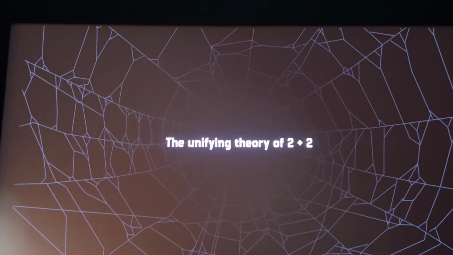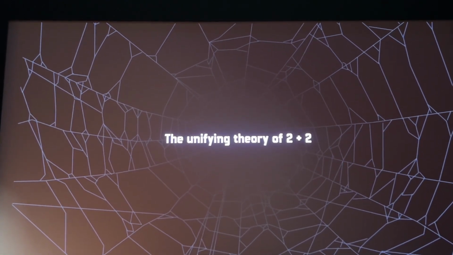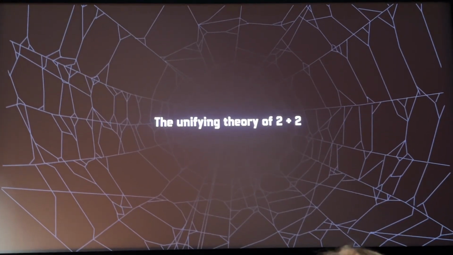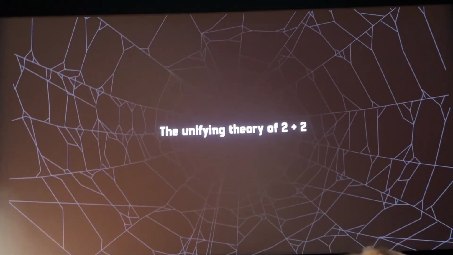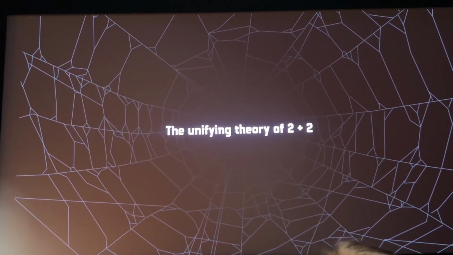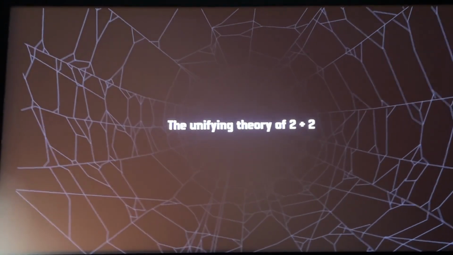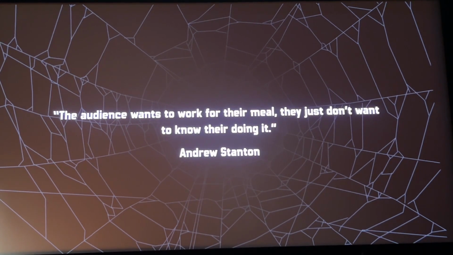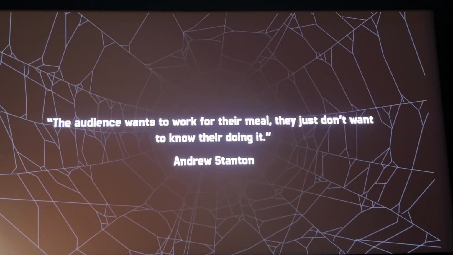If you haven't seen the TED Talk by Andrew Stanton, I highly recommend it. He talks about what he calls the unified theory of 2 + 2. Basically, when he's writing a film, he worked for Pixar, by the way, he doesn't want to give the audience everything. He gives them 2 + 2 and lets the audience figure out 4. You don't want to spoon feed the audience, right? You don't want to give them 4. He goes on to say that the audience wants to work for their meal. They just don't want to know that they're doing it.